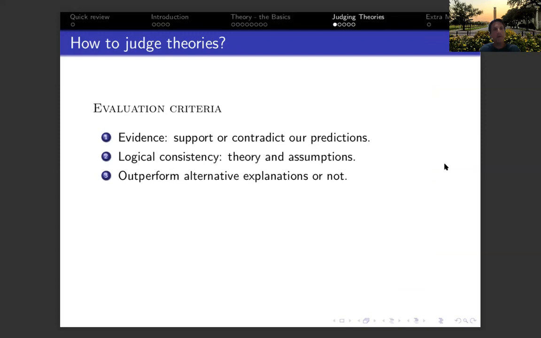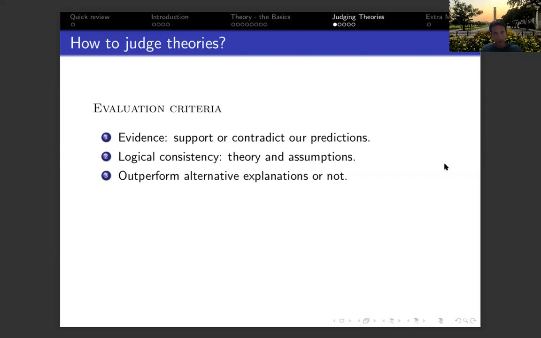So overall, our evaluation criteria is based on three elements. First is evidence, whether we have evidence that supports or contradicts our theory. I'm going to talk about both of them in a few minutes. The second, there has to be logical consistency, both for the theory itself as well as among the theory's assumptions. And lastly, we need to provide evidence that shows that our theory, our explanation, outperforms alternative explanations, or it may not. But those are different criteria that we use to evaluate a theory.